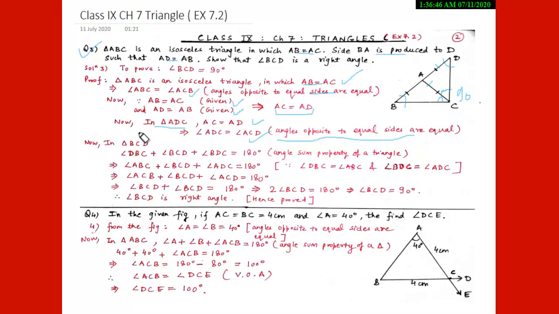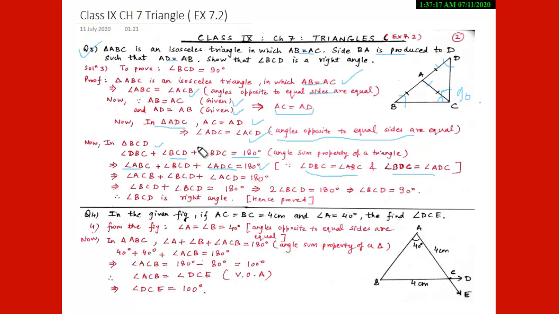So here, by angle sum property, we can write that angle DBC plus angle BCD plus angle BDC is equal to 180 degrees. So from here, student, since we know that angle DBC is equal to angle ABC, and similarly angle BDC is equal to angle ADC, in place of angle DBC we can write angle ABC plus angle BCD, and in place of angle BDC, we can write angle ADC, and this is equal to 180 degrees.